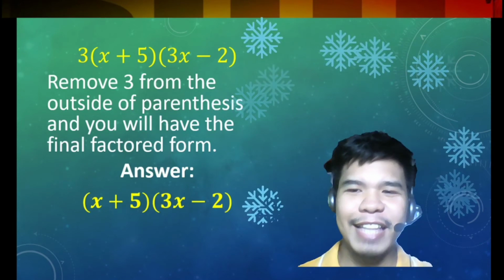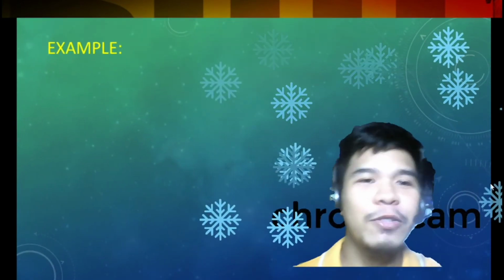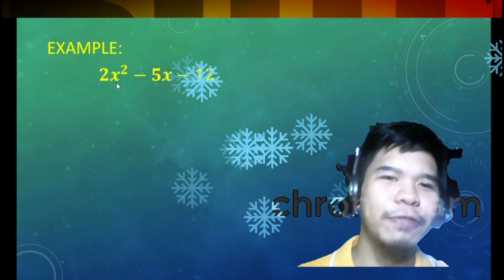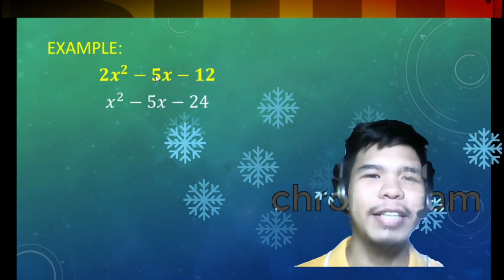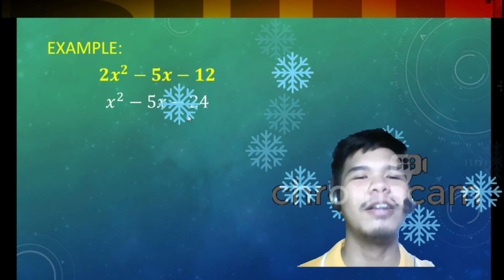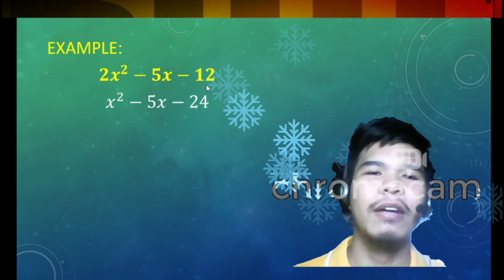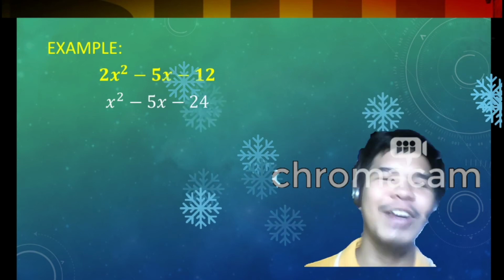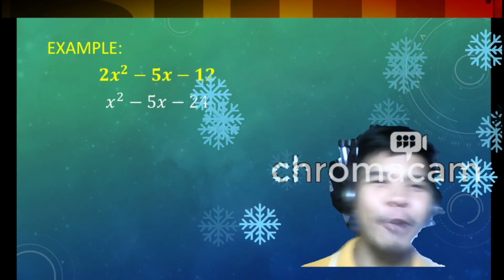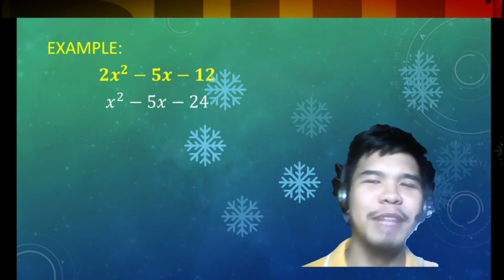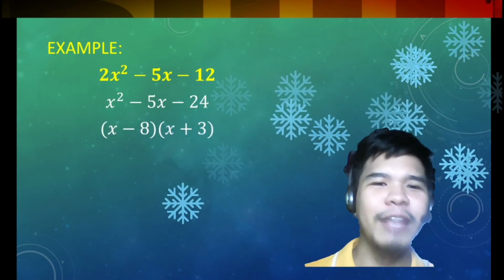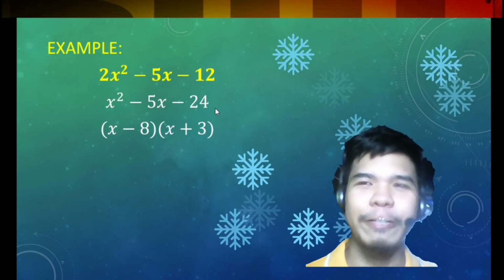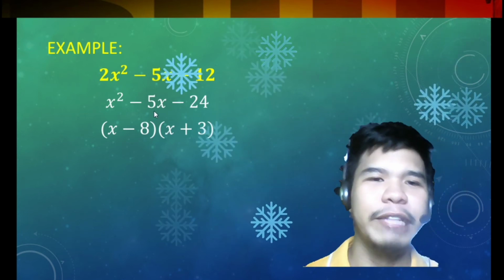Let us now proceed with the next example. Suppose we are given 2x squared minus 5x minus 12. The first thing again to do is to remove 2, so that will become x squared, copy the middle term minus 5x. To get the constant term, we multiply the leading coefficient 2 and the constant term negative 12. So 2 times negative 12 is negative 24. The resulting expression is x squared minus 5x minus 24. Now we can factor it easily as x minus 8 and x plus 3, that is x times x, and negative 8 times positive 3 is negative 24. When we combine negative 8 and positive 3, we get negative 5.